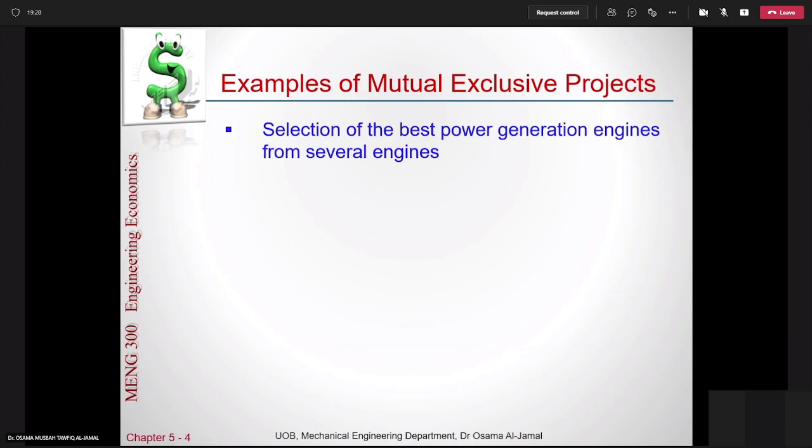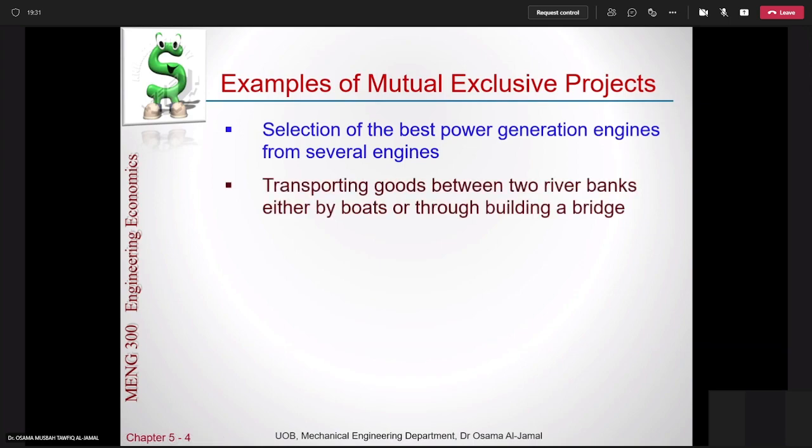Examples of mutually exclusive projects. Like what? For example, select the best power generation engines from several engines. You want to select from so many engines available. You're not going to select them all, just a few of them. Maybe you have 20 engines that are feasible and can work with your equipment, but you are looking for one or two or three engines only. So you need to select the best power generation engine.